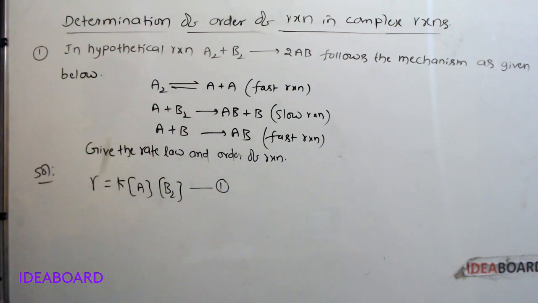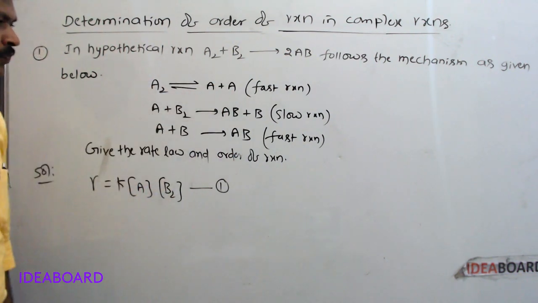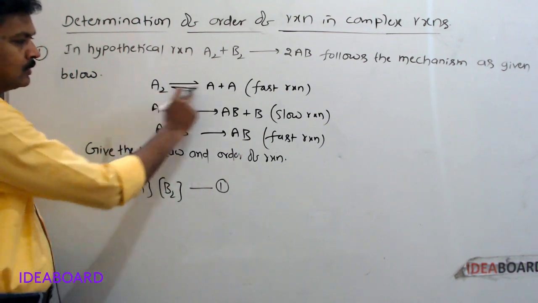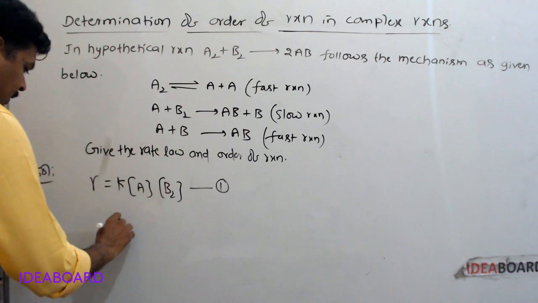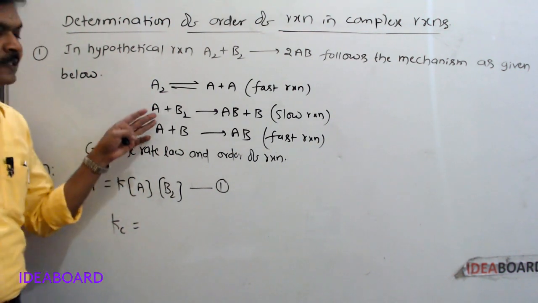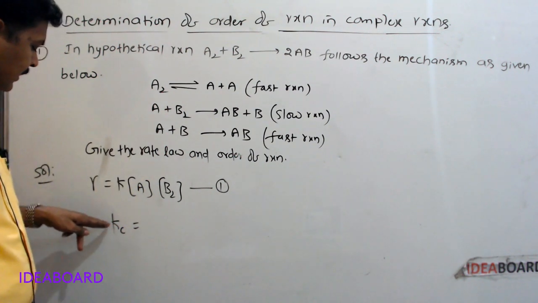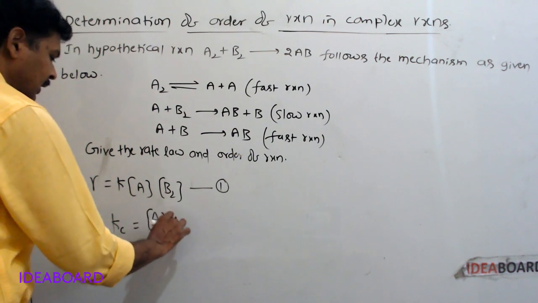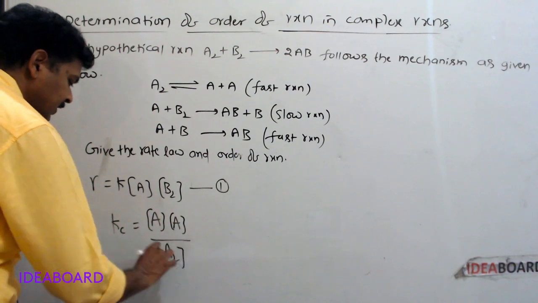See, for that, apply law of mass action for this reaction. This is the reversible reaction, among the 3 reactions. Apply law of mass action for this. Kc is equal to, Kc means concentration equilibrium constant, [A] into [A] divided by [A2].